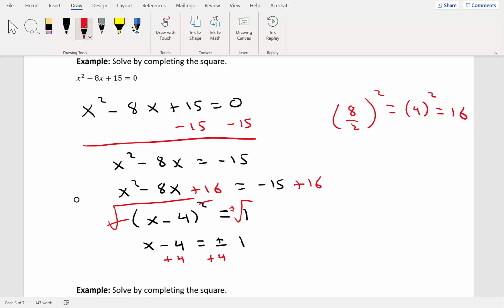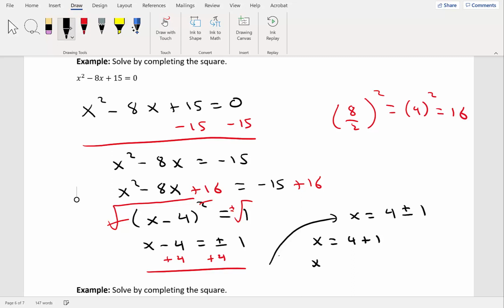Continue, let's go ahead and add 4 to both sides. This gives me x is equal to 4 plus or minus 1. Now, if we separate our answers, we get x is equal to 4 plus 1, and x is equal to 4 minus 1. So from our first equation, this tells us that x is equal to 5, and x is equal to 3 from our second equation.